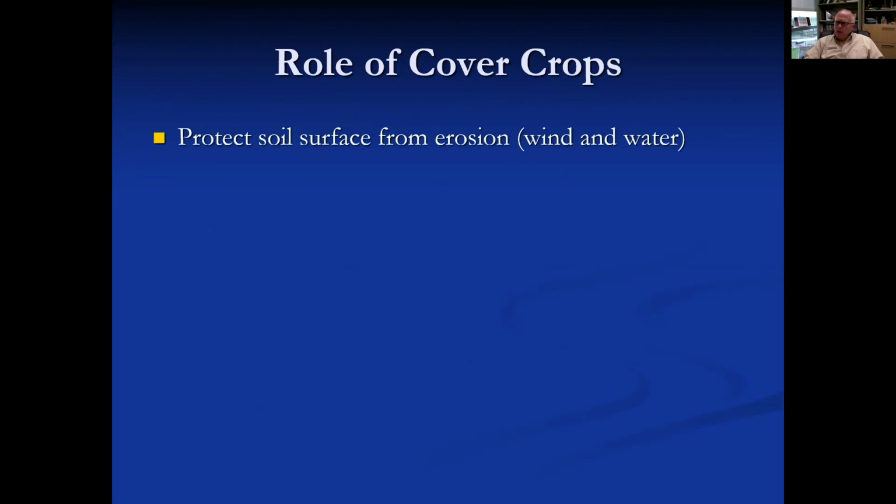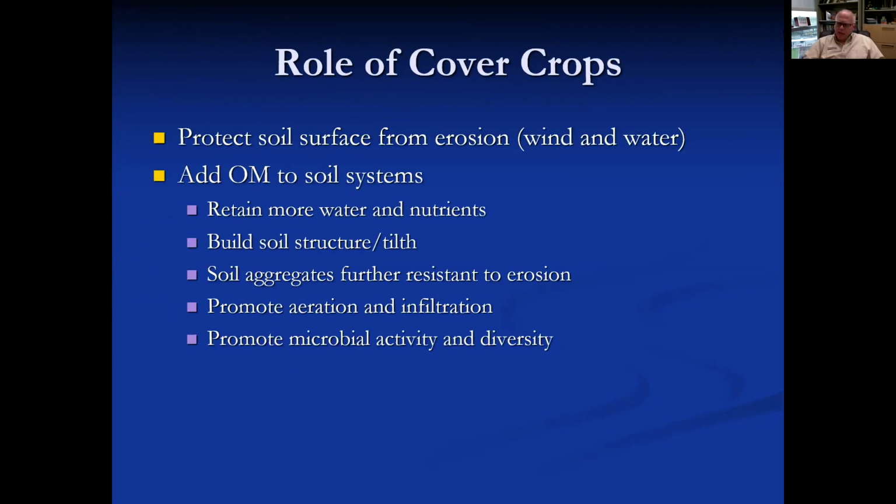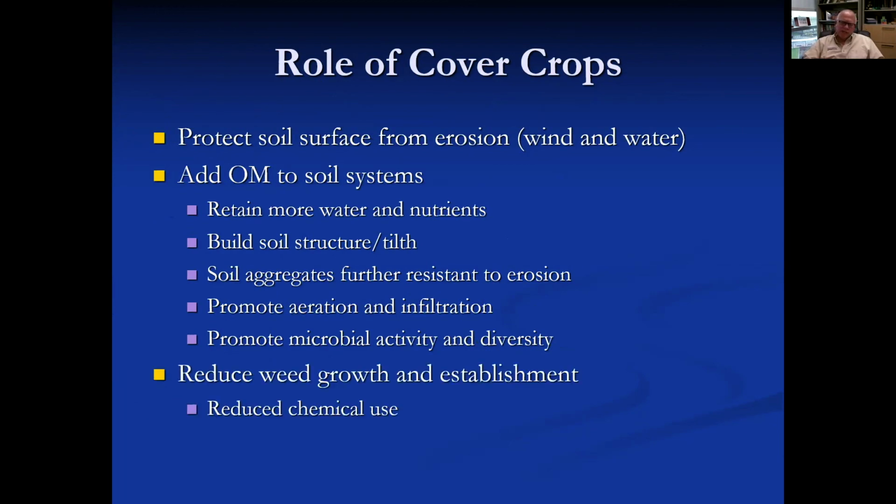So the role of cover crops in that case is then to protect soil surface from erosion, add organic matter to soil systems, which then helps retain water, build structure, and so forth, as we've discussed. And important, really, in a key way, is the promotion and maintenance of microbial activity and diversity in those systems. It reduces weed growth in establishment, reduces the need for then chemical use to take care of that, where competition can largely benefit us in weed control and what have you in the system.